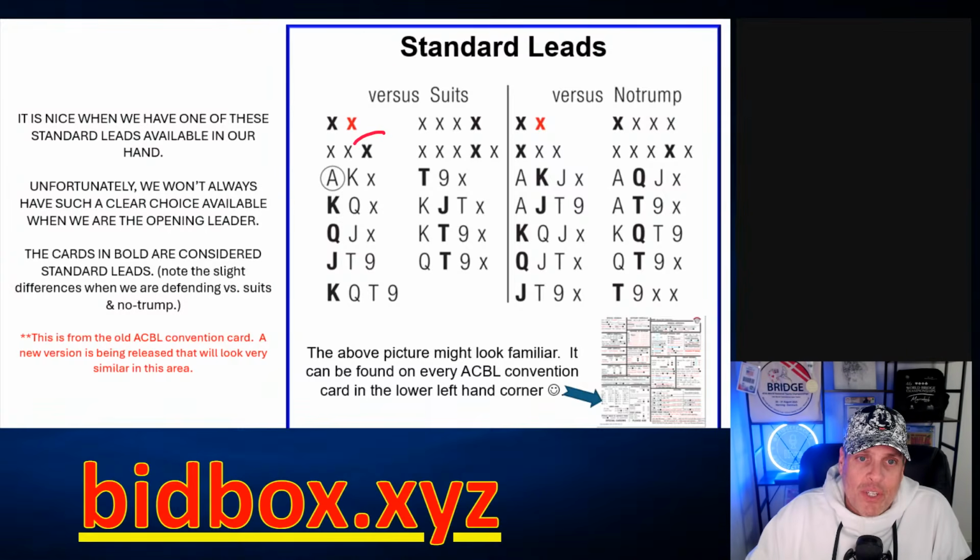Low from 3 small, as you can see. This is an older version of the convention card. It's been this way for quite a while. All right, one special one versus no trump here.